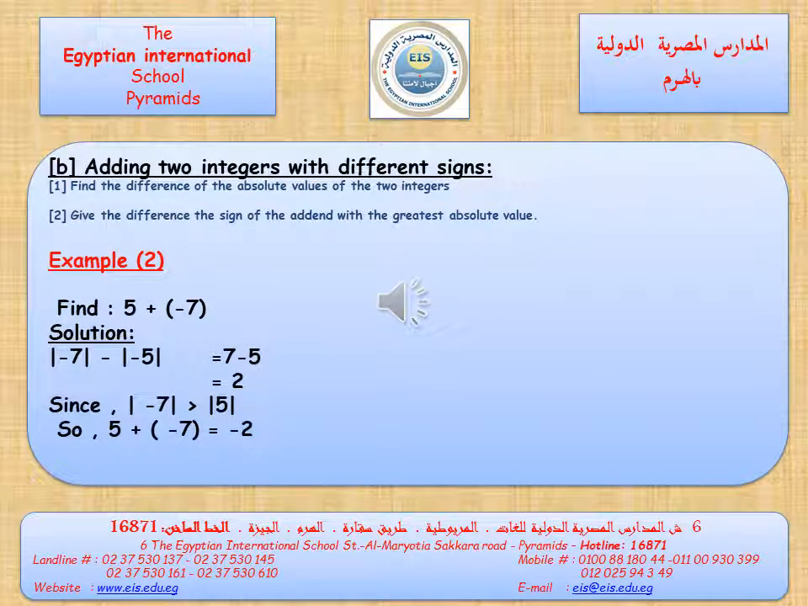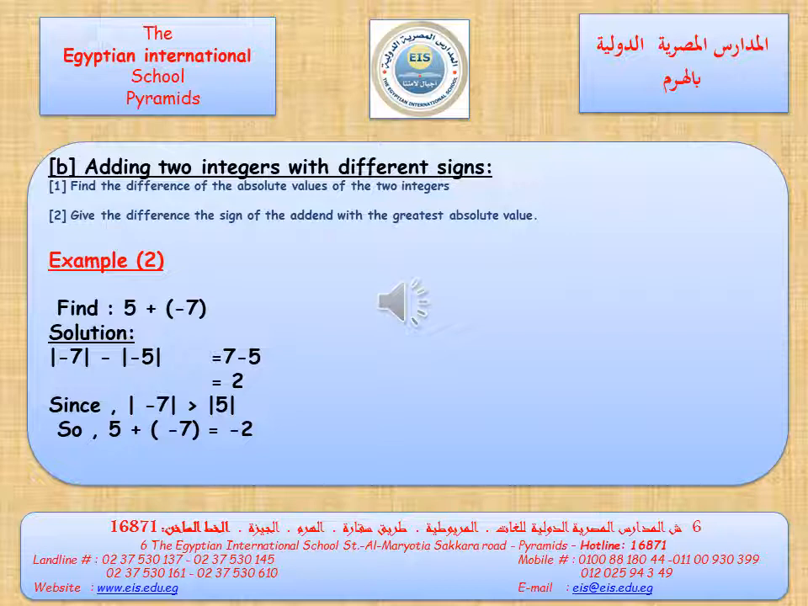When we add or find the sum of numbers with different signs, what shall we do? We should subtract the absolute values of the two numbers, like 5 plus -7. The absolute value of -7 is 7, minus the absolute value of 5, which is 5. 7 minus 5 equals 2. After that, we should find the sign of 2. What sign shall we put beside 2?